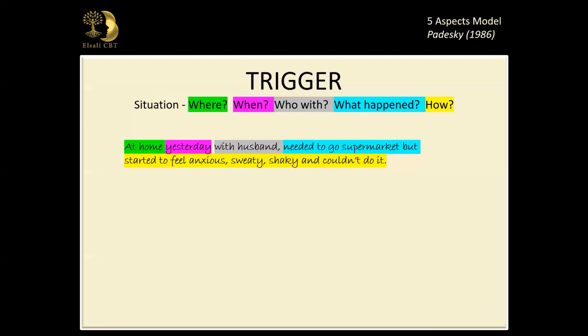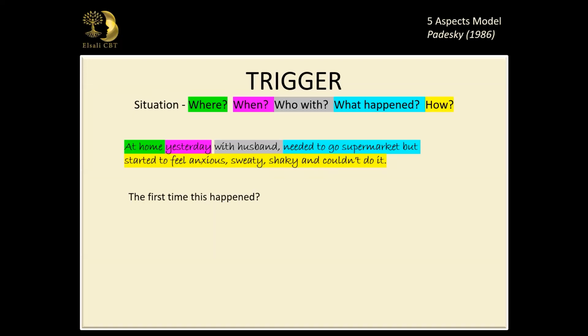So here I've color coded this for you so you can see a little bit more clearly that most of what we've asked for in the trigger is covered here. So where was she when it happened? She was at home. When? Yesterday. Who were you with? I was with my husband. What happened? Needed to go to the supermarket, but, and then how it started. She started to feel anxious, sweaty, shaky, and she couldn't do it.